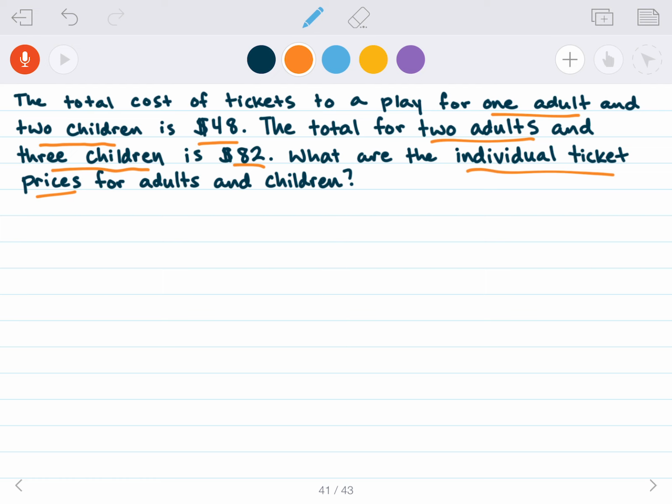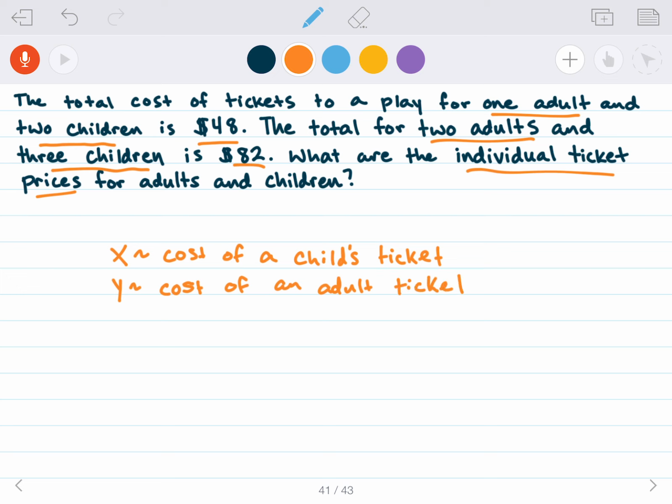So we need to first set up variables and say what they mean. Since we're looking for ticket prices, we know that those are going to be our variables. So we can let x represent the cost of a child's ticket, and we can let y represent the cost of an adult ticket. So we're doing the same thing that we've been doing. We're looking for x and y, but we're looking for it in a real-world context.